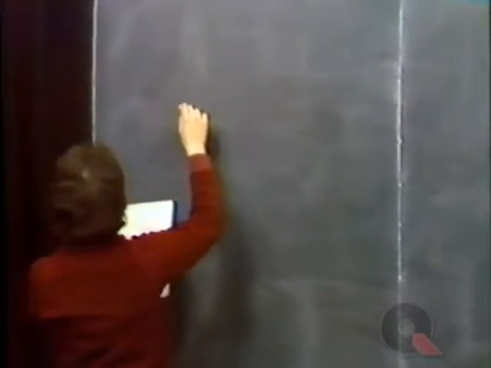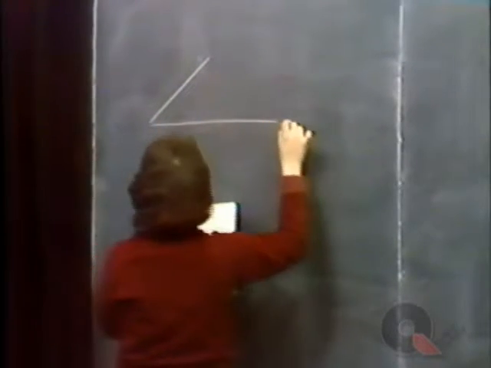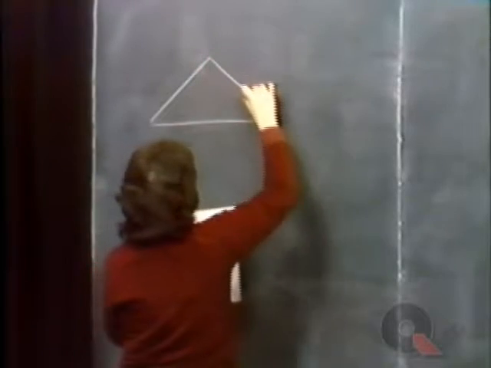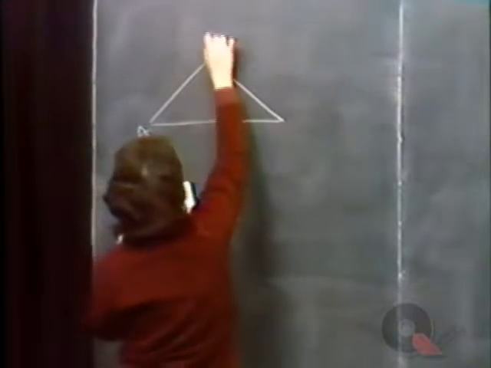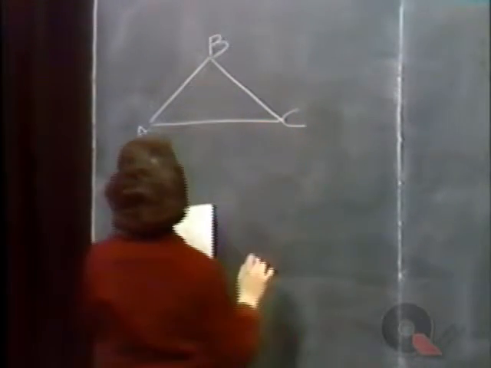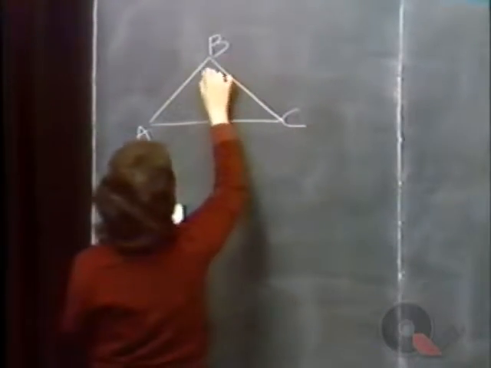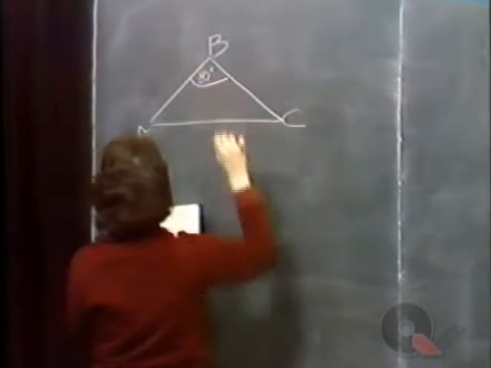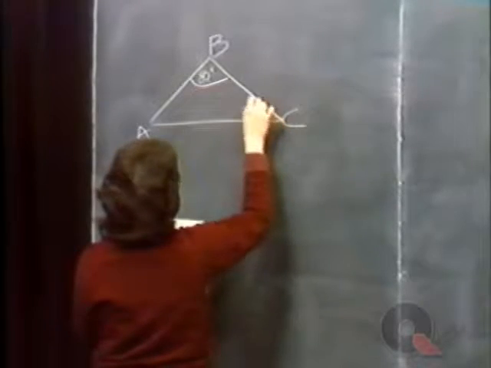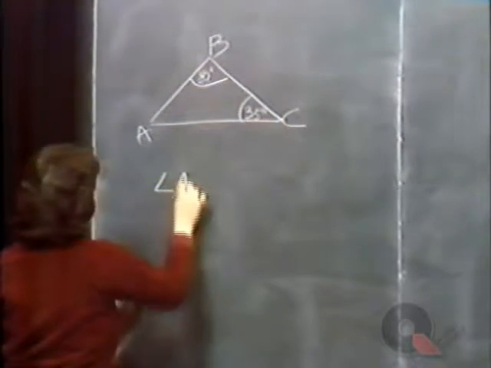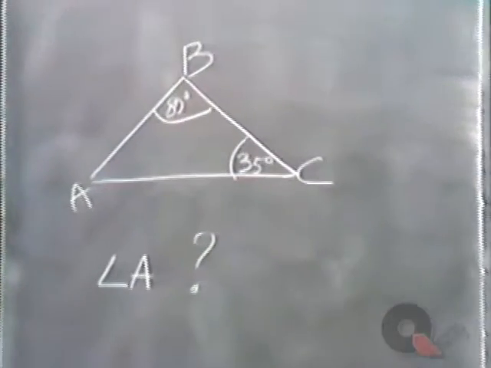In the first example, let's consider this triangle. Let's call this triangle ABC. Angle B we'll say is 80 degrees. Angle C, 35 degrees. And I'm asking you, what is angle A? This is the first example.